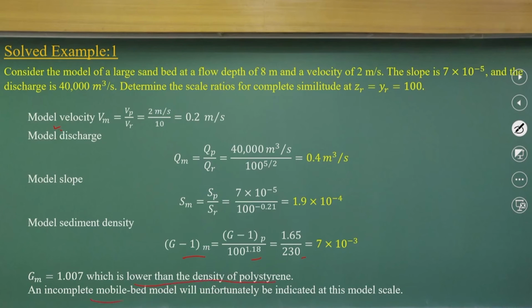So, an incomplete model will unfortunately be indicated by these model scales. If you look at that, when you get this model sediment density, it is clearly telling us that we cannot use these present bed materials or alternative bed materials. To do it, we have to go for incomplete mobile bed models.